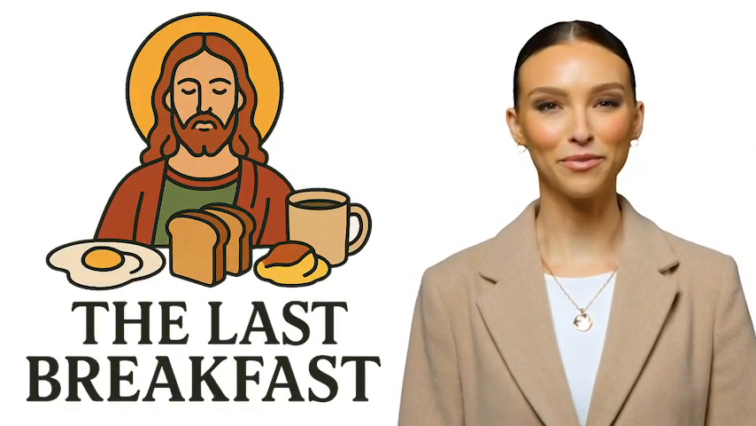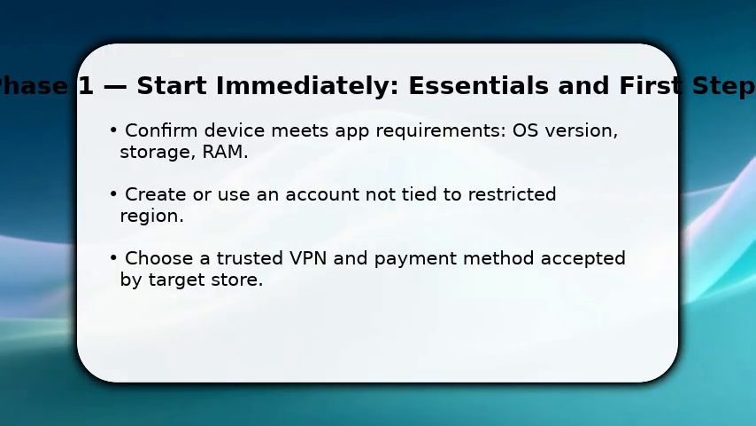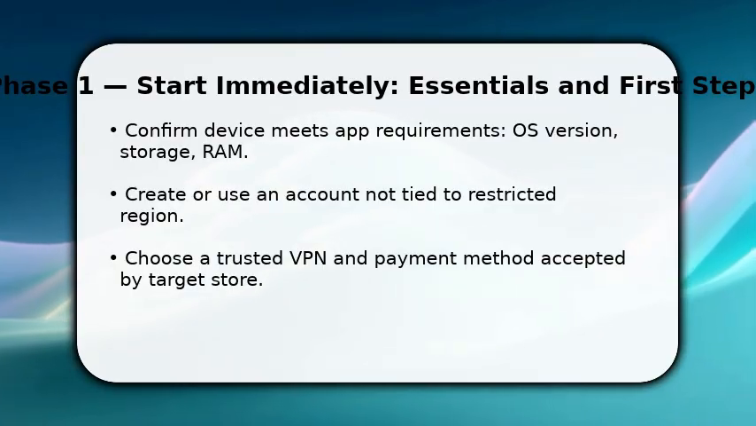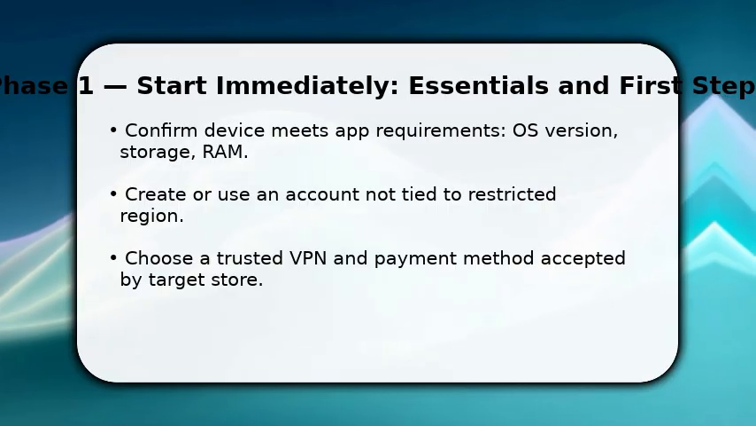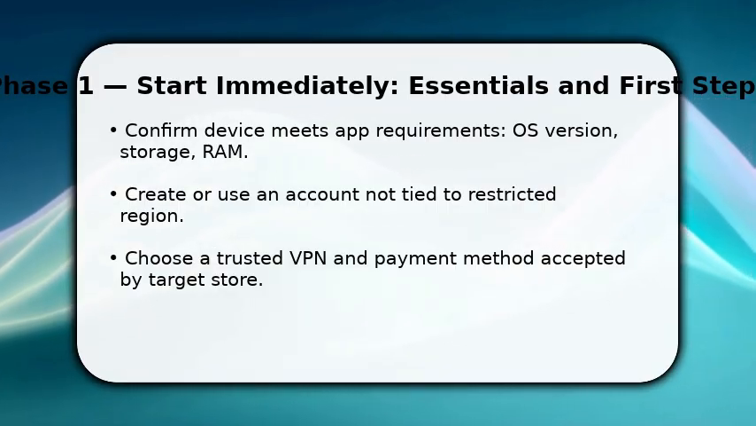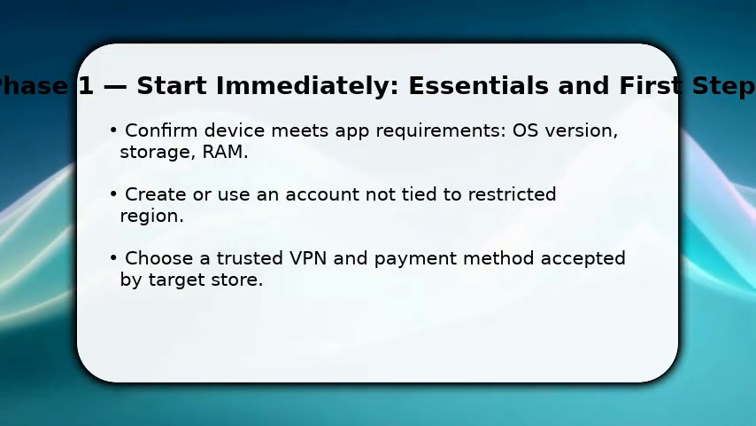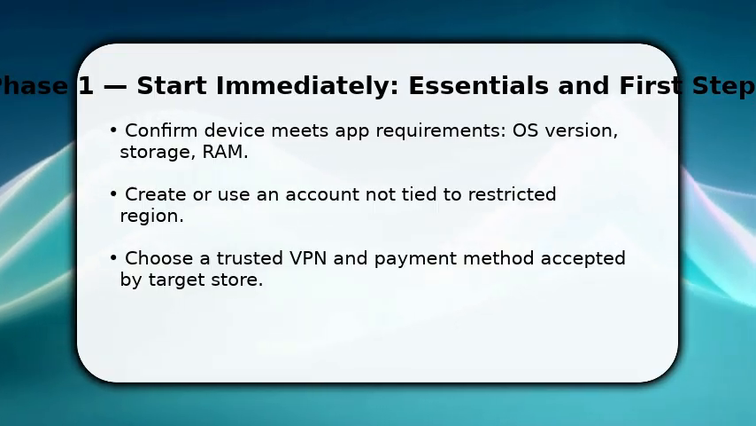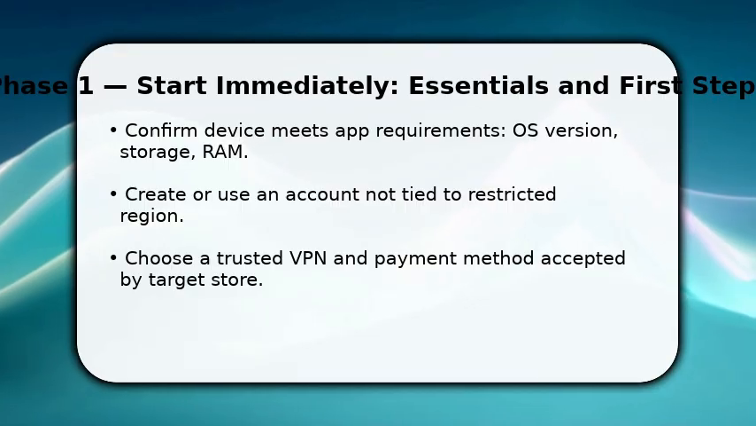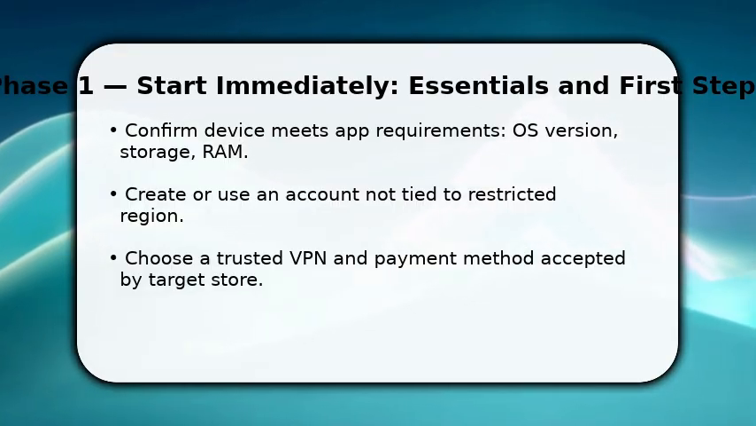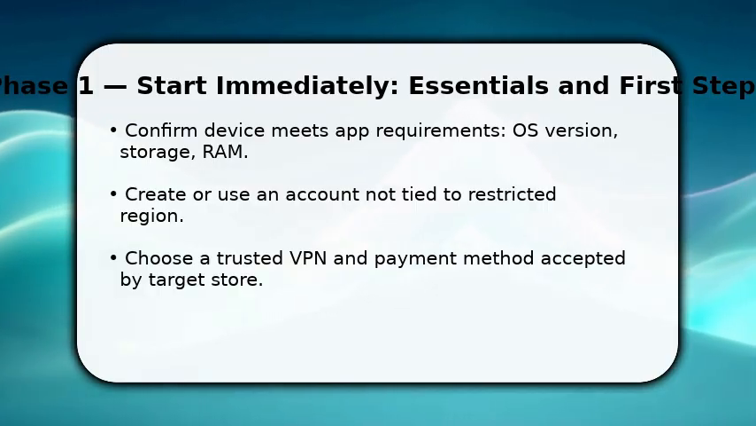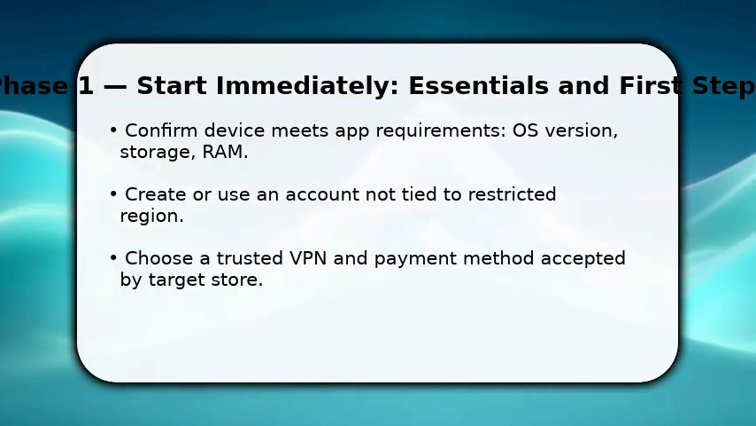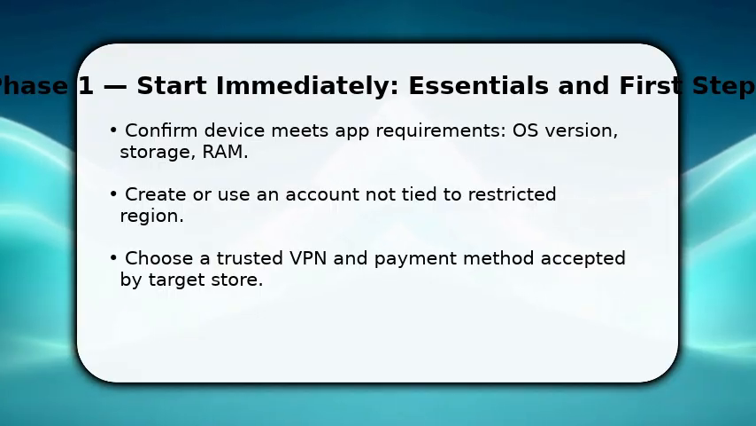Please enjoy the video. You begin by confirming requirements so the app will run. Check OS version, free space, and RAM. Next, prepare an account that isn't linked to your country. This avoids geofencing. Once done, select a reputable VPN and set payment options that the target store accepts. This prevents immediate blocks. You're not wasting time on basics. These steps are the foundation that let the download process proceed smoothly and securely.